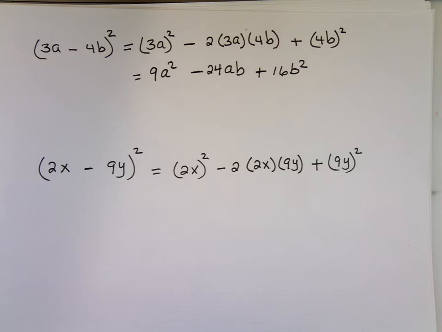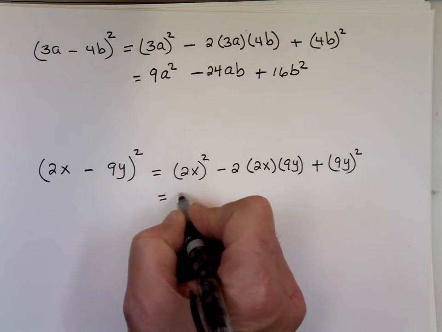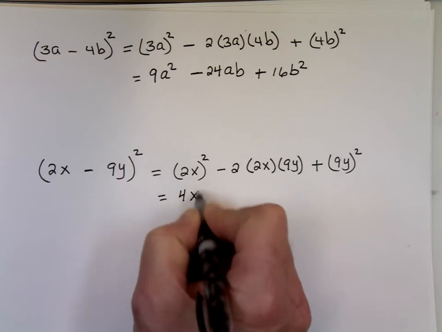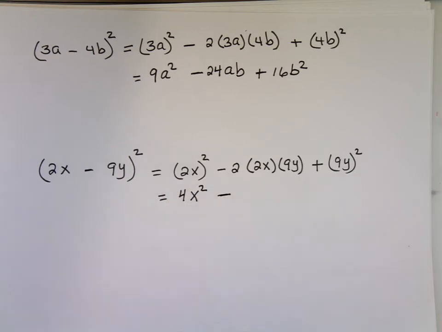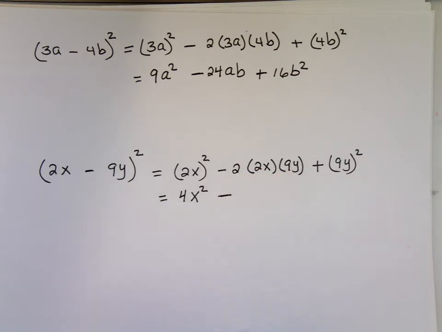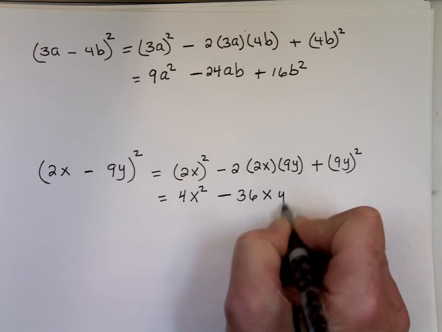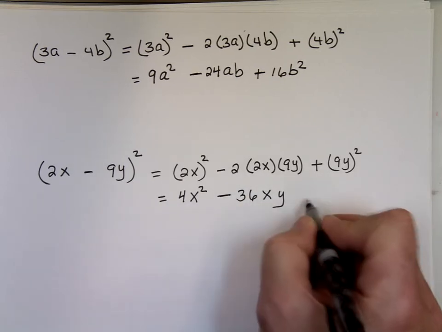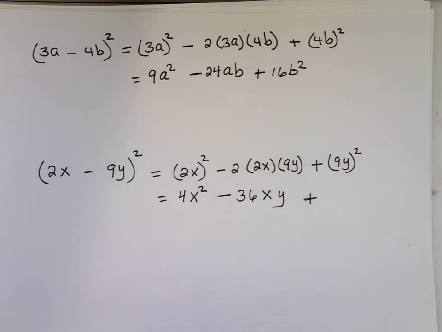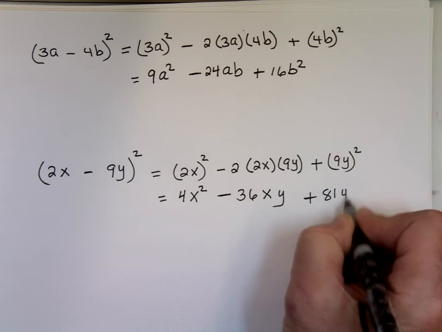So now, what is 2x when you square it? 4x squared. There's the minus sign. What is 2 times 2 times 9? 36, and there's an x and a y still there. Plus 9 times 9 is 81. Y to what power? Second.